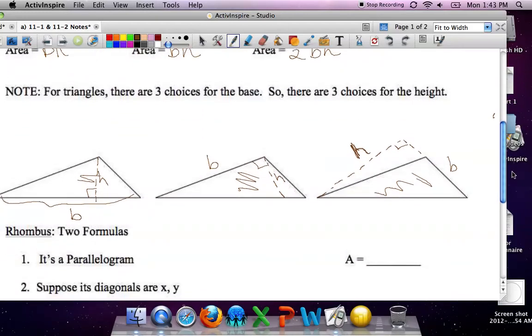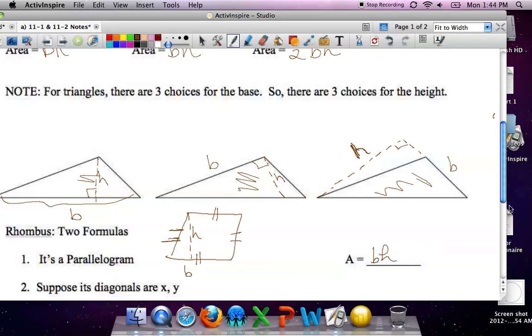If you turn the page, you will have this information at the top of your page: a rhombus. Let's draw a rhombus here. A rhombus is a parallelogram that has 4 congruent sides, or all sides are equal. So it's a parallelogram, first and foremost, so we can use the general formula for a parallelogram, which is base times height. So base times height is one way to get the area of a rhombus.